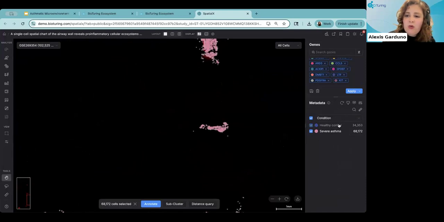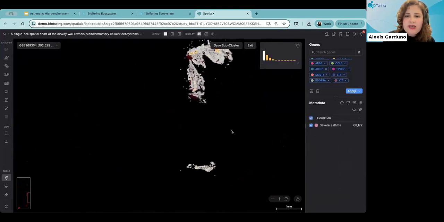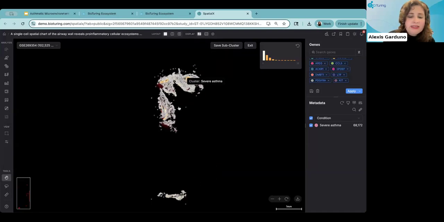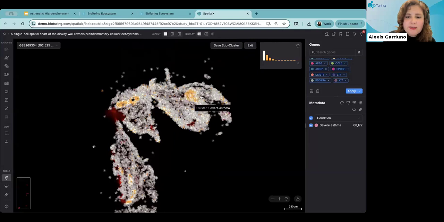Let's say if we're focusing only on the severe asthma samples and we don't really want to look at the healthy control now, we can select the group and subcluster those specific samples within SpatialX. So now when we query the genes, we can actually see the enrichment profile related to severe asthma only. And it makes it easier to really look at these specific niches where we have the expression abundance.